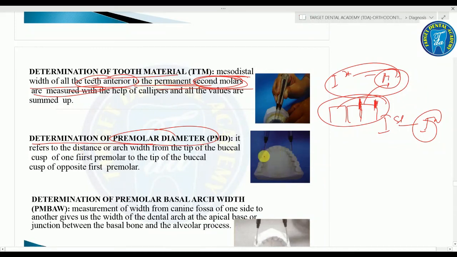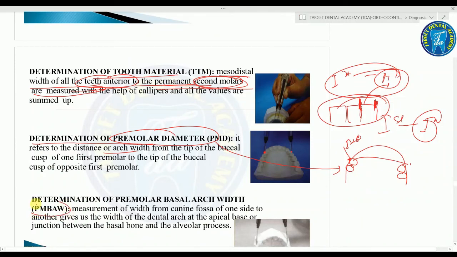So it refers to the distance of the arch from the tip of the buccal surface. This is the tip of the buccal surface of the first premolar. So the PMD, we usually calculate at the buccal surface. These are the first premolars, these are the second premolars. So in this, the PMD, that is the premolar diameter, we usually take from the buccal surfaces of the first premolars of both sides. Fine.